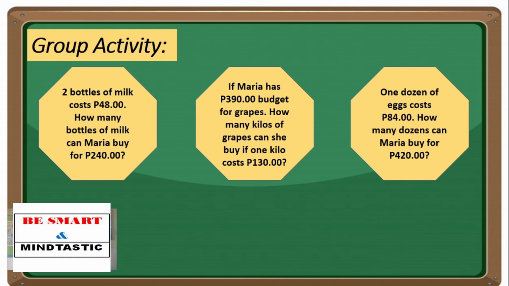Okay, I'll just read the question for group 1. 2 bottles of milk cost 48 pesos. How many bottles of milk can Maria buy for 240 pesos? So this is your question, group 2. If Maria has 390 pesos budget for grapes, how many kilos of grapes can she buy if 1 kilo costs 130 pesos? And for the group 3, 1 dozen of eggs cost 84 pesos. How many dozens can Maria buy for 420 pesos? Okay, you still have 4 minutes, class. Take your time.